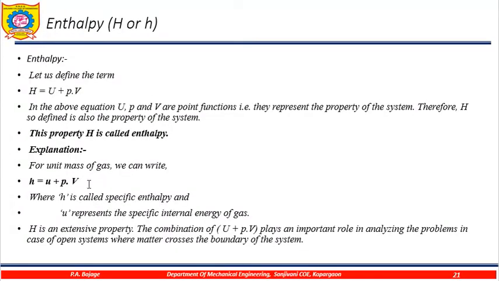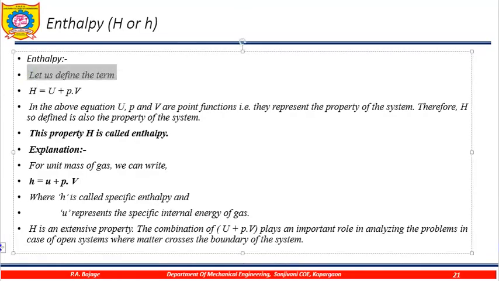Now, the next term we are going to discuss is the enthalpy. Now, what do you mean by enthalpy? So, enthalpy is defined as the addition of internal energy plus PV, that is the PdV work plus the internal energy. So, that is the enthalpy in simple words. In the above equation, U, P and V are point functions. So, these are the point functions, remember this.